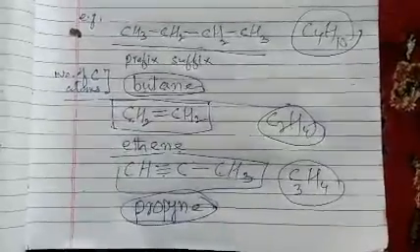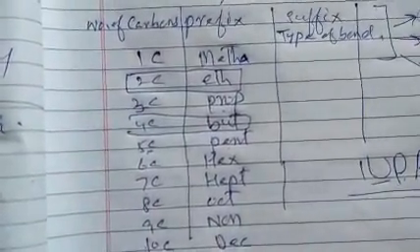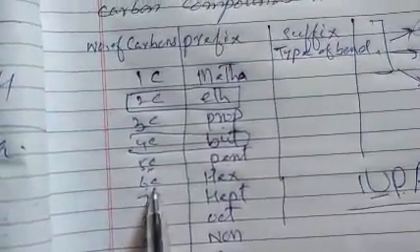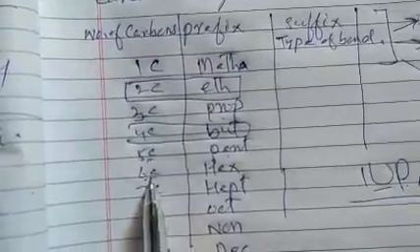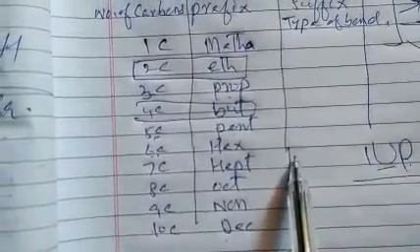Similarly, any carbon compound which contains 5 carbon atoms and has all single bonds, its name will be pentane. A carbon compound containing 6 carbons in its molecule and containing all single bonds, its name will be hexane.